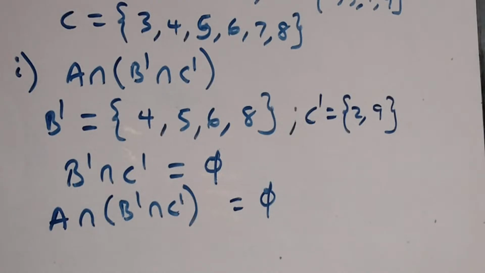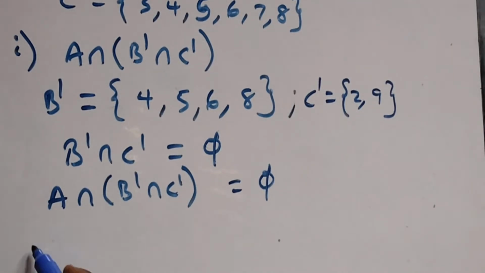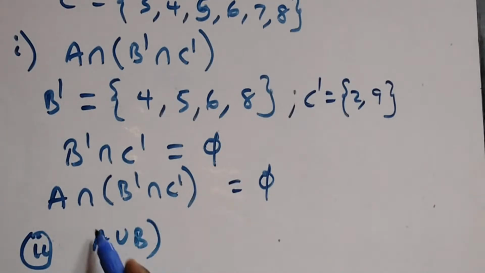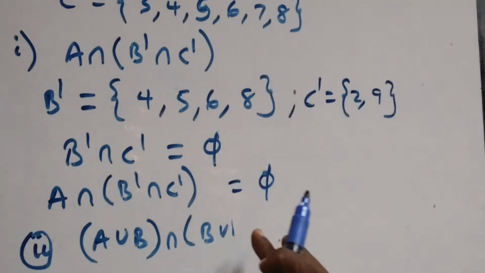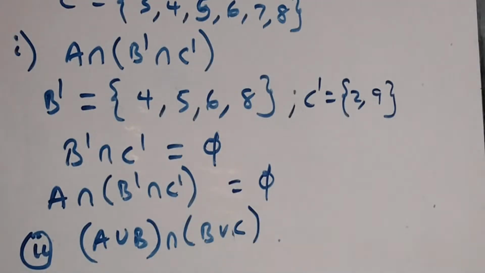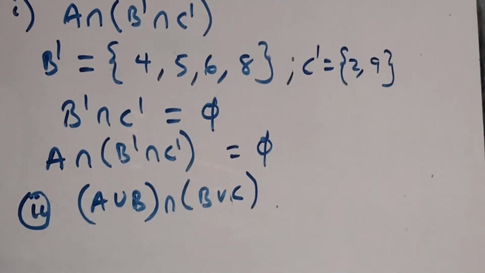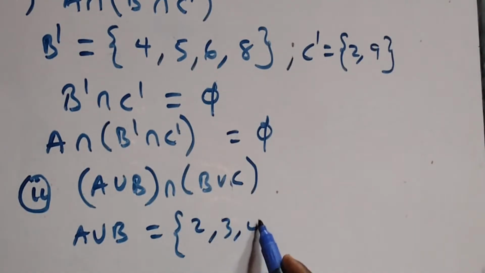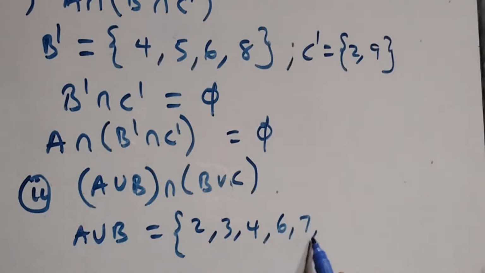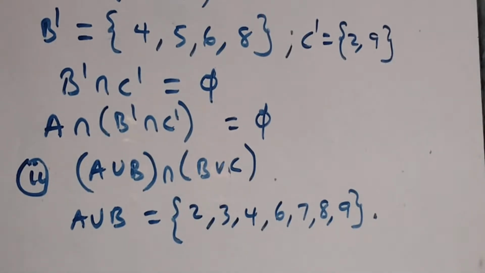Now to the second question we have, find A union B intersection B union C. So we can first find the brackets. What is A union B? Sorry, the combination of A and B. Combine A and B together. So A union B, we have 2, 3, 4, 6, 7, 8, 9. So when we combine A and B, this is what we have.